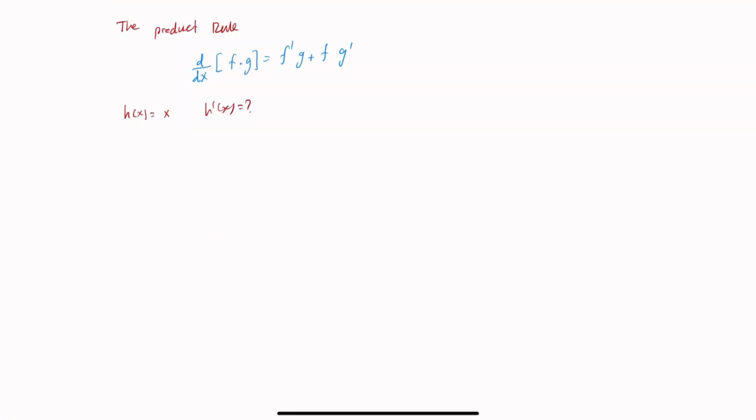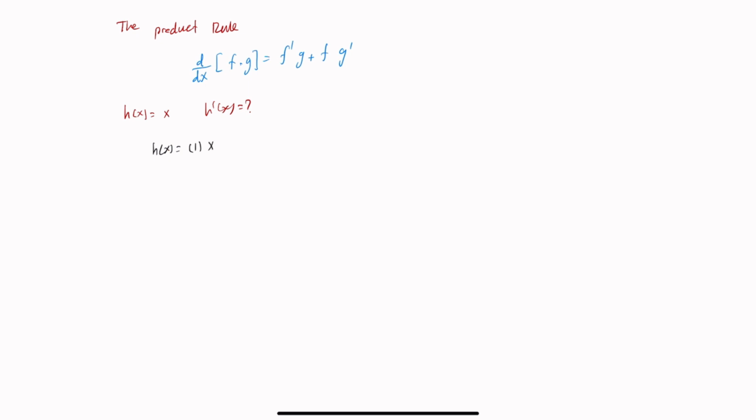Now we're going to use the product rule. Remember, the product rule applies when we have two multiplied functions and we want to take the derivative of them. That's going to be the derivative of the first function multiplied by the second function plus the first function multiplied by the derivative of the second function. Again, this is our function, just x. To be able to use the product rule, I want to write h of x as two multiplied functions. So I'm going to write h of x equal to 1 and then multiplied by x.